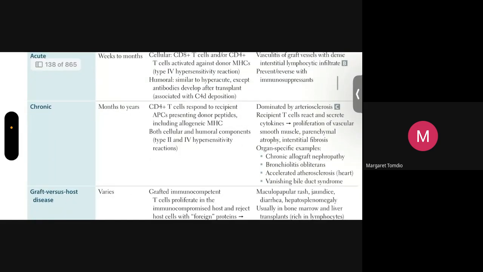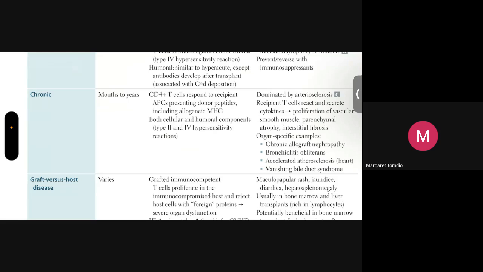Okay, so organ-specific examples: bronchiolitis obliterans. Really important, you can have an MCQ on that. Accelerated atherosclerosis. Atherosclerosis itself is a chronic phenomenon, right? Vanishing bile duct syndrome. Sometimes these immune cells can damage the bile duct, leaving no bile duct there. And sometimes the bronchioles can be affected in lung transplantation, a condition called bronchiolitis obliterans, right? So that was all about chronic rejection.